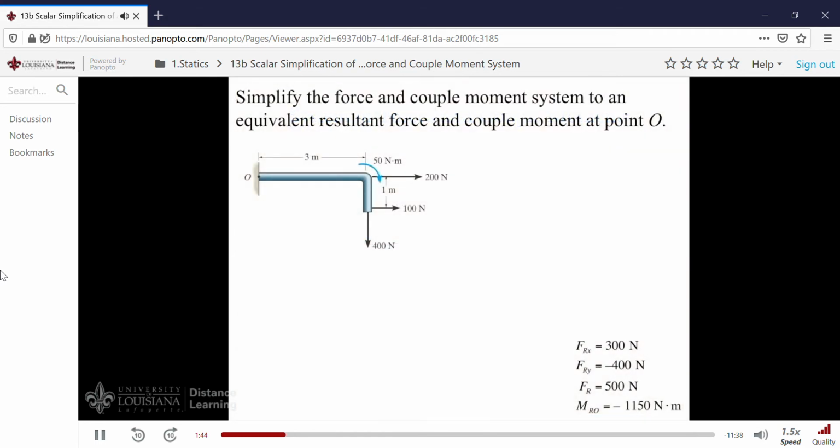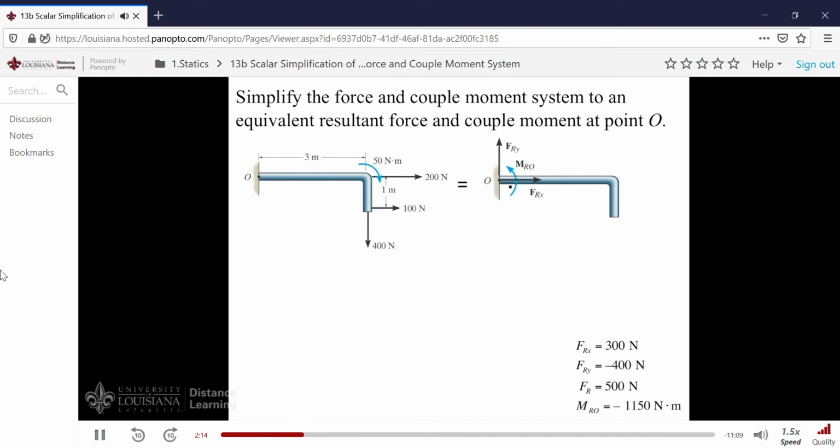Let's begin with this problem. Here we want to simplify the force and couple moment system that you see on this member to an equivalent resultant force and couple moment acting at point O. Let me show you the member again with our unknowns. In other words, the unknown components of the resultant force and the unknown couple moment. I'm showing these all in the positive directions. If we get a negative answer for any one of them, it means the arrowhead goes the other way.